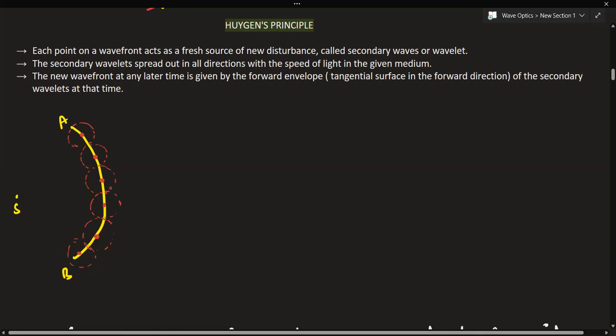So to find a new wavefront after some time, we have drawn the spheres from each point on A. So these kind of secondary waves will be generated for all the points that are present on AB. Now see, we are getting a forward envelope or the tangential surface.